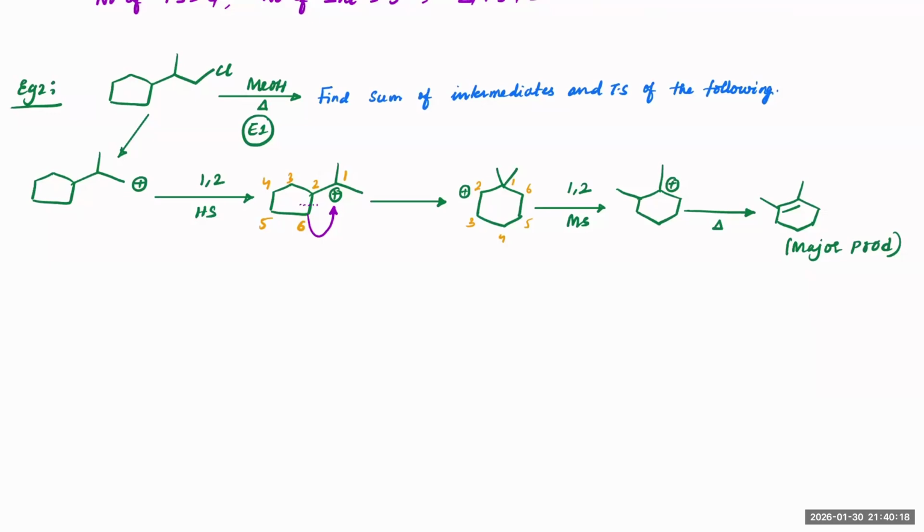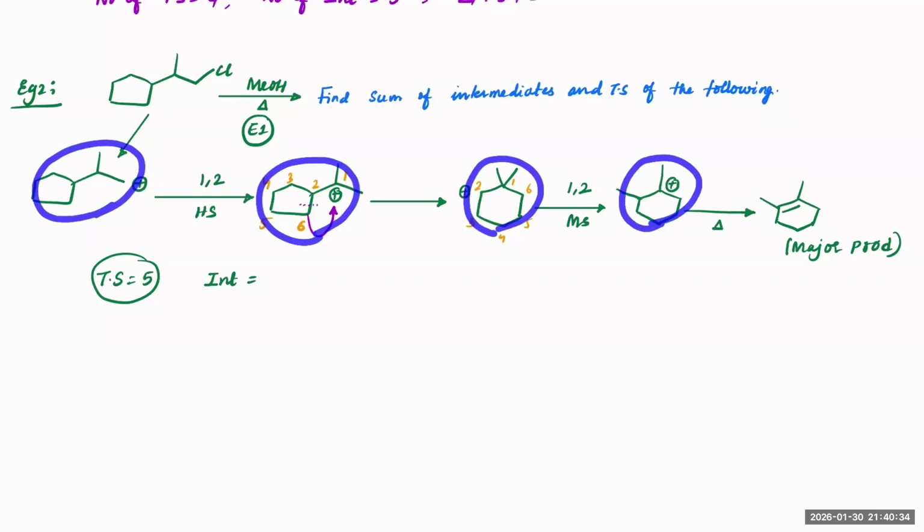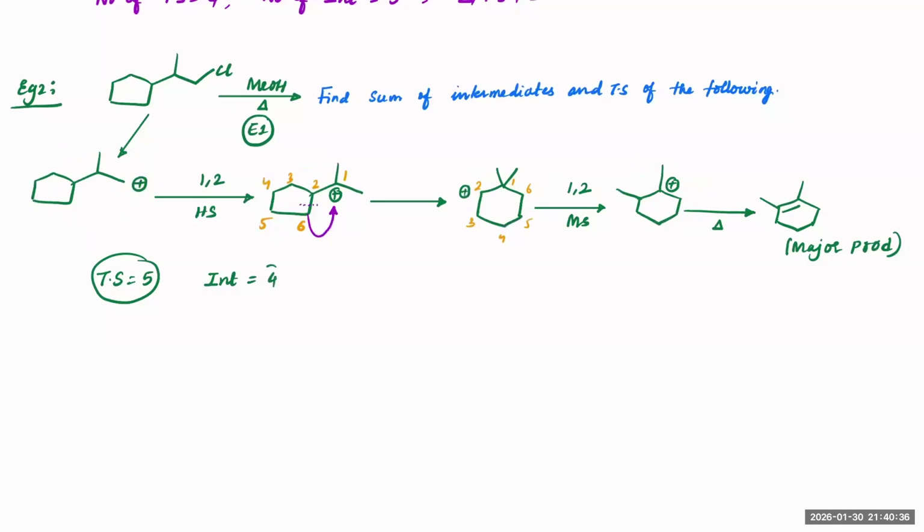So how many arrows can you count? 1, 2, 3, 4, 5. 5 arrows, which shows transition states are 5. And how many intermediates are formed here? If you notice, 1, 2, 3, 4. 4 intermediates are formed, right? Therefore, the summation of transition states plus intermediates is 9.